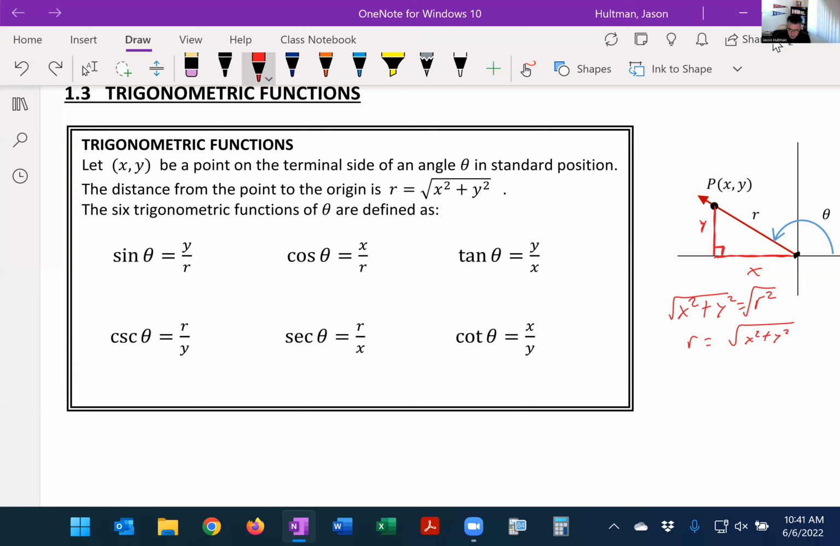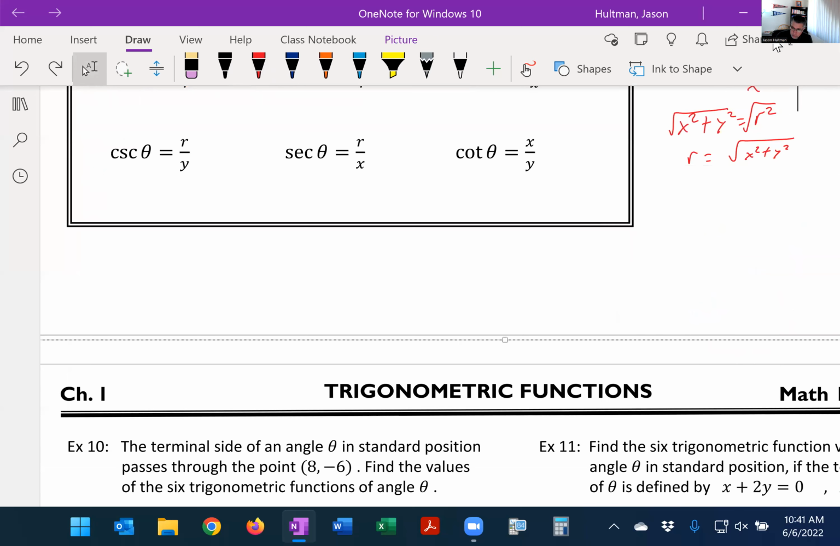Okay, we have our 6 trig functions. Sine of theta is y over r, so the y value over r. The cosine is the x value over r. So think sine y and cosine x. Tangent is y over x. Cosecant is the reciprocal of sine, which is r over y. Secant is the reciprocal of cosine, which is r over x. And cotangent is the reciprocal of tangent, which is x over y.